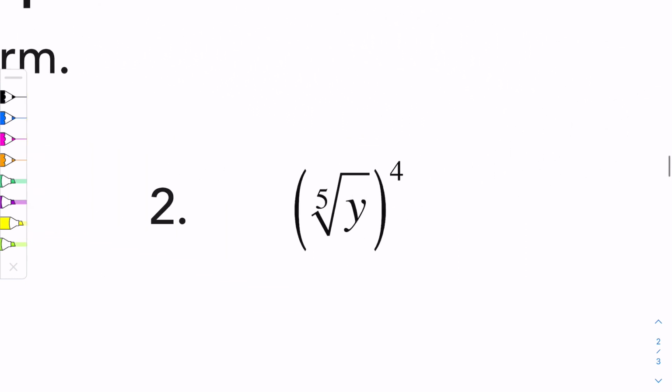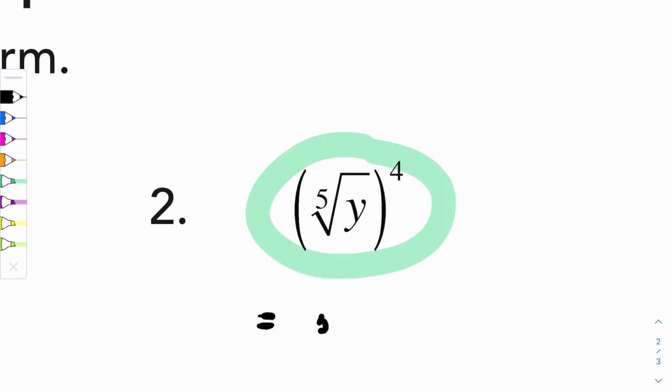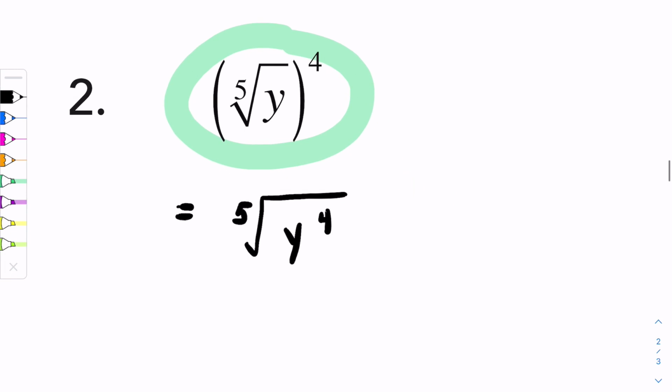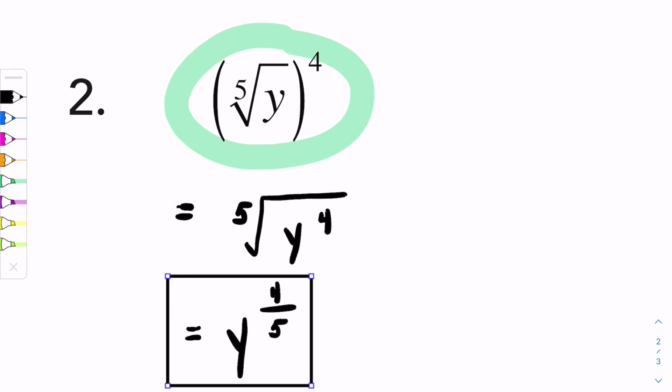Number 2, recall that a problem like this, right back to the beginning, so top of the first page, is exactly the same as saying the fifth root of y raised to the power of 4. So whether the index is inside or on the outside of your expression, you do have the same type of problem. So the base is y, the exponent on the inside is 4, the index is 5, 4 over 5 is your exponent.